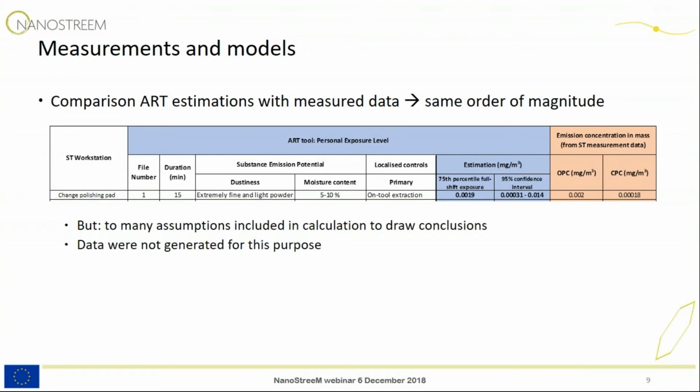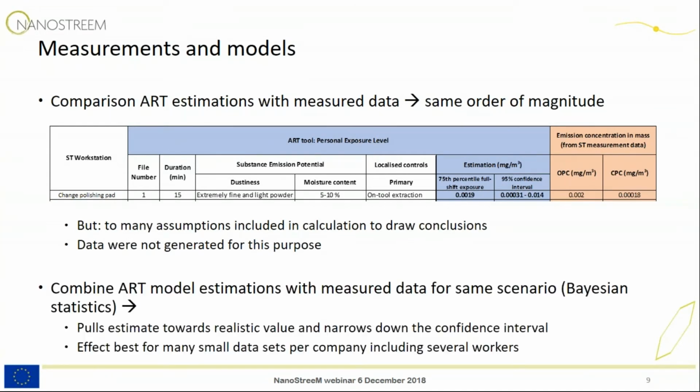So there were many assumptions included in the calculation, so we cannot really draw this conclusion that ART is good enough to replace measurement data. Besides that, it was difficult to interpret the measurement data because they were not generated for the purpose. ART also offers a possibility to combine measured data with the model estimation. And what we saw is that that pulls the estimate towards a realistic value and narrows down the confidence interval. And the effect is best for many small data sets per company, including several workers.